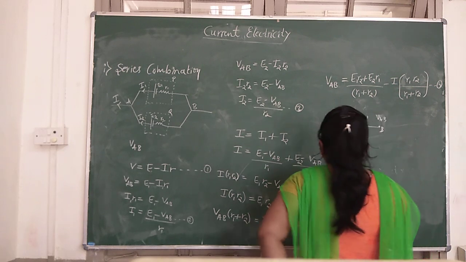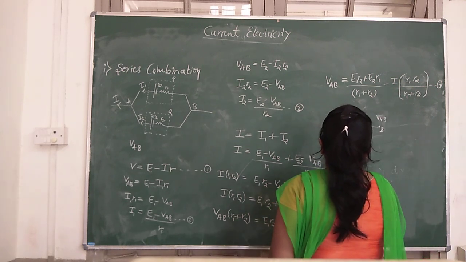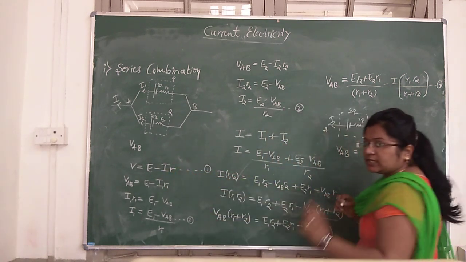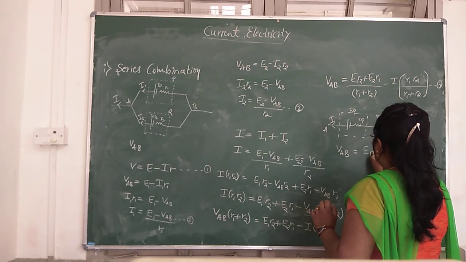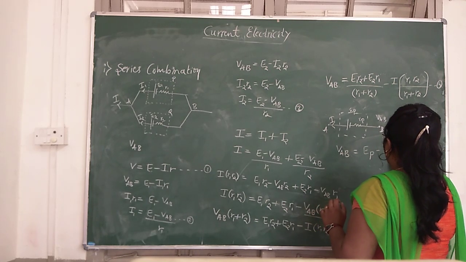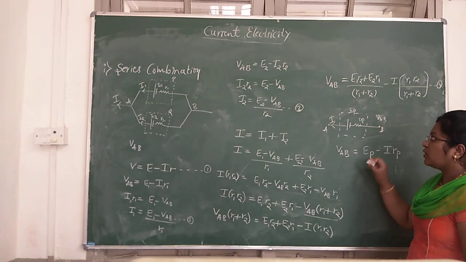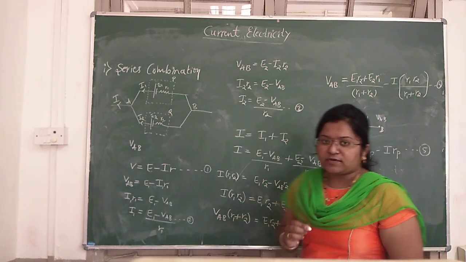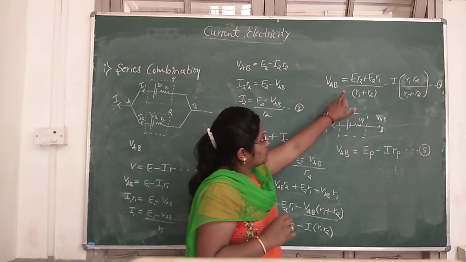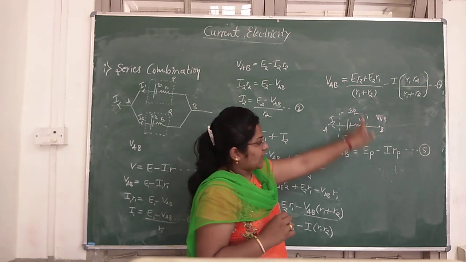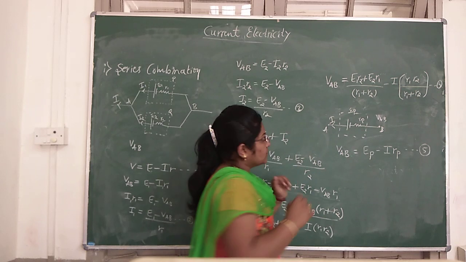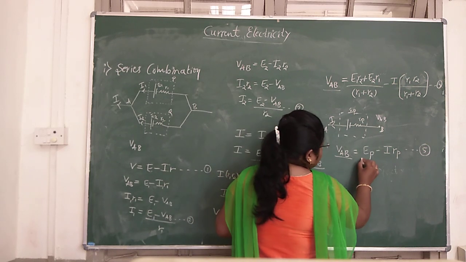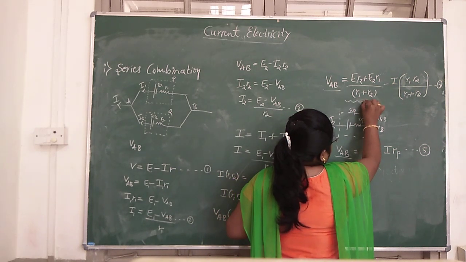How will it be? VAB is equal to E minus IR, right? So EP minus I RP. So this expression is for this combination. Call this as equation number 5. Now what do we have to do? Compare these two equations, 4 and 5. What happens here? VAB is the same.